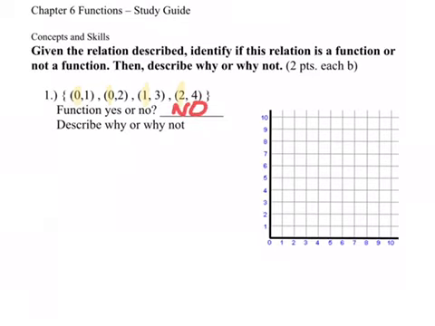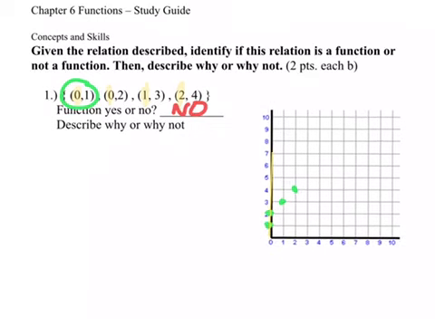I also want to show you that you can use a graph to see if it's a function. So the ordered pair 0, 1, over 0 up 1, would be here, and 0, 2 would be here. 1, 3 is here, and 2, 4 is here. Then we can think about the vertical line test. And we can use the vertical line to determine if it's a function. And you can see right here, the input of 0 has 2 outputs. So it does not pass the vertical line test.